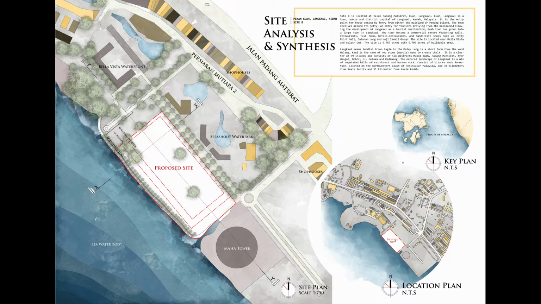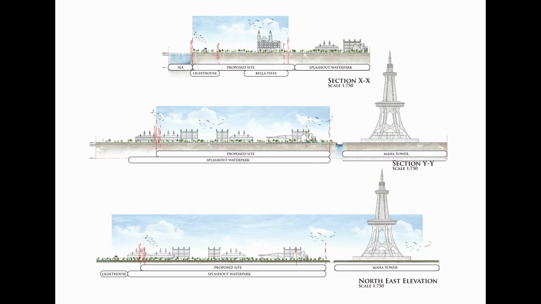There are a lot of new attractions that focus on tourism, and one of the biggest projects there is the Maha Tower itself. Other than that, Kuah Town is also known for its jetty and as a stop point for ferries. The site is surrounded by tourist commercial areas, nearby Bella Vista and Splash Out Water Park, and also beside the Maha Tower itself. The buildable site for this area is 2.50 acres. Move on to the next slide.